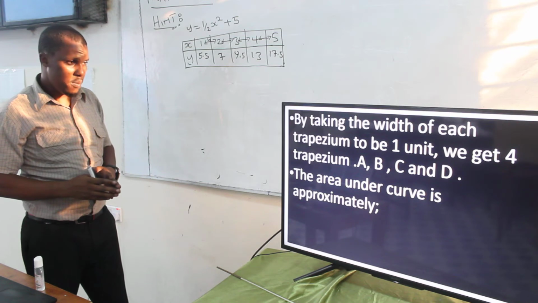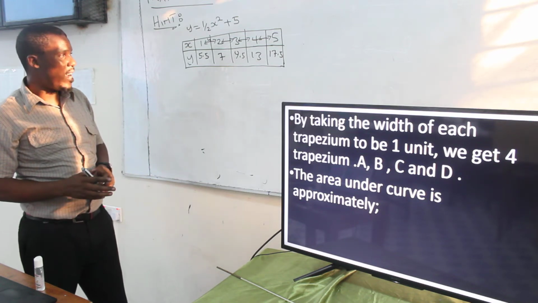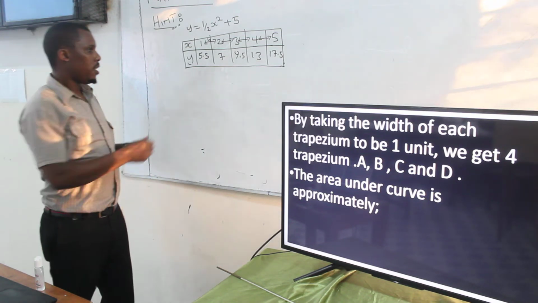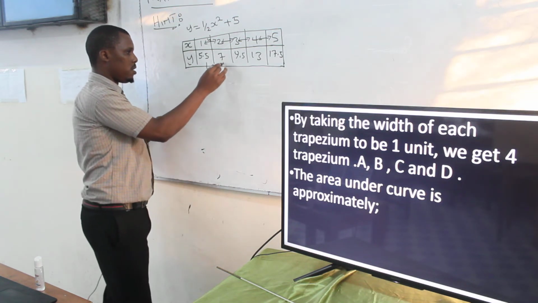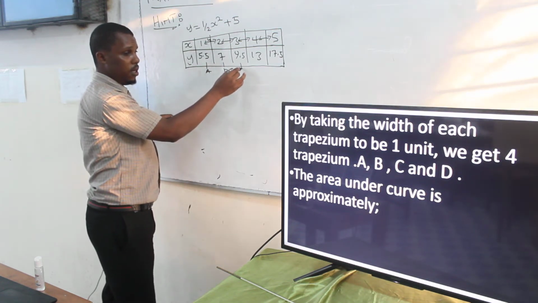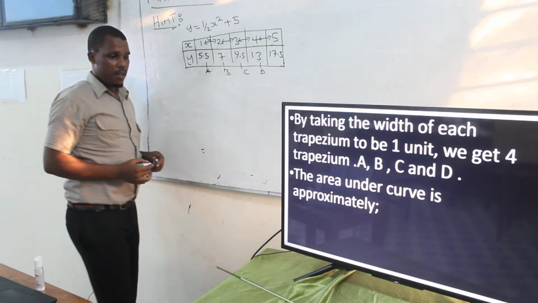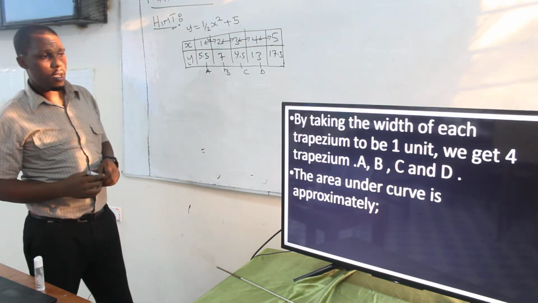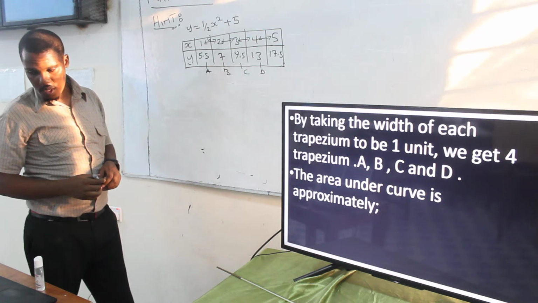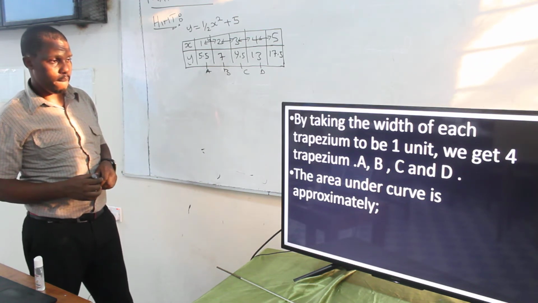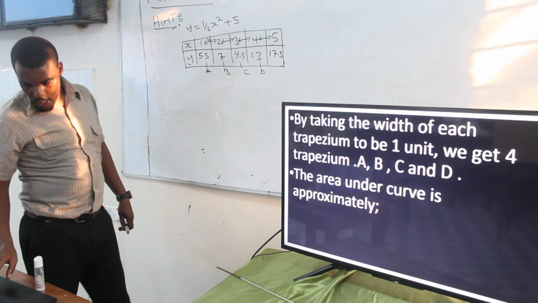Taking the width of each trapezium to be 1 unit, we obtain 4 of them. That is A, B, C, and D. That is our trapezium A, then this is our B, then we have our C, then our D there. The area under the curve can be approximated as shown there. That's the area under the curve now.